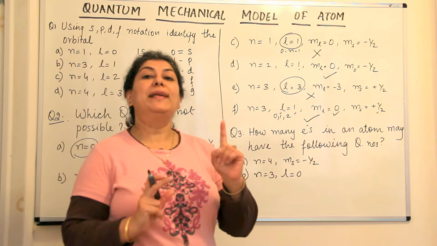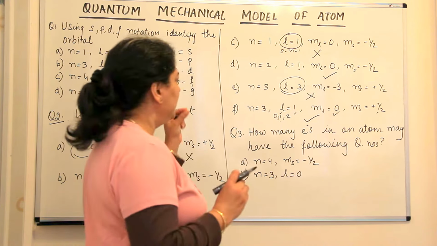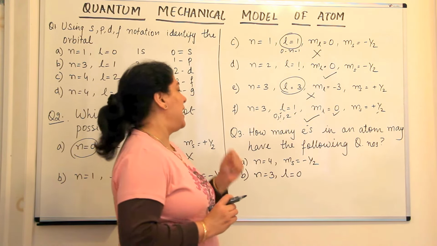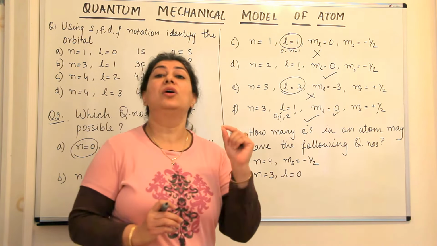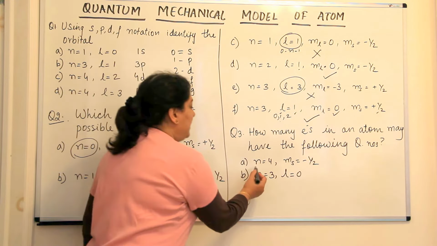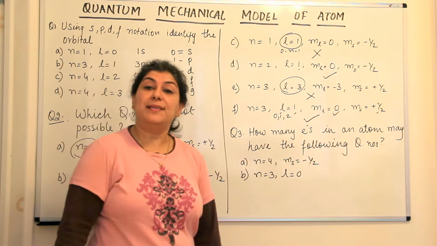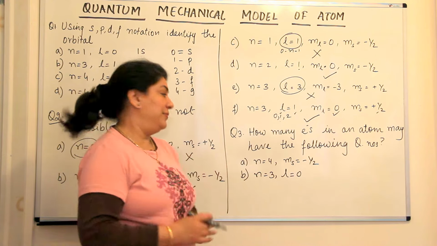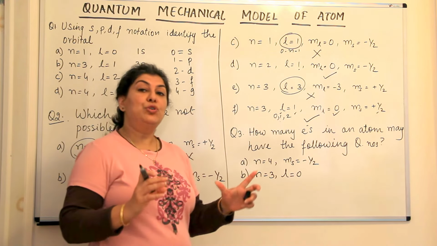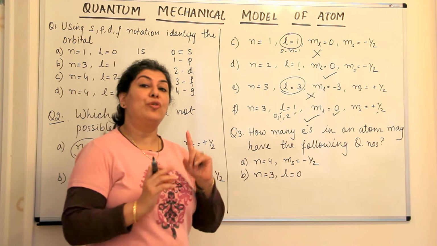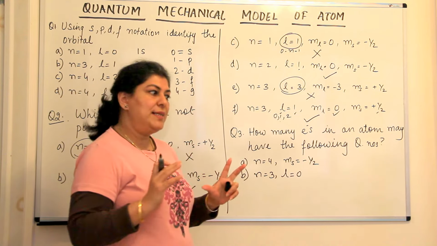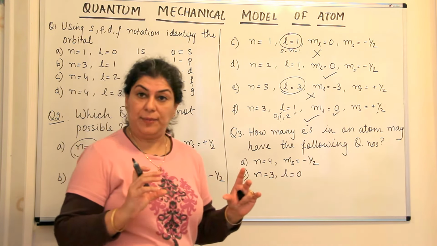Let's solve just one last problem now. How many electrons in an atom may have the following quantum numbers? N is equal to 4 and ms is equal to minus half. When he says n is equal to 4 and he has not given us the values of L or M, it means he's only talking of the 4th shell.